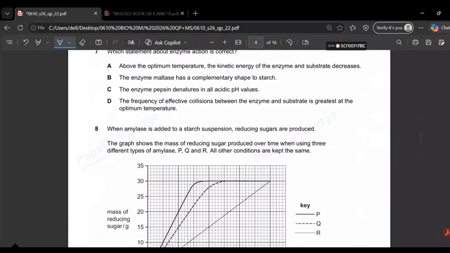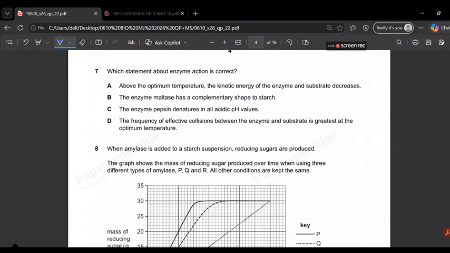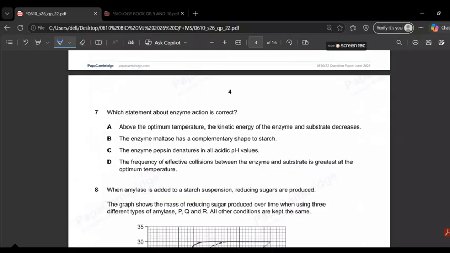Question number 7. Which statement about enzyme action is correct? Now, you need to know enzyme action, and you have to justify which statement will be correct. A: Above the optimum temperature, the kinetic energy of the enzyme and substrate decreases. Do you think so? No. It keeps increasing, of course, because the more temperature you give, the more kinetic energy there will be.